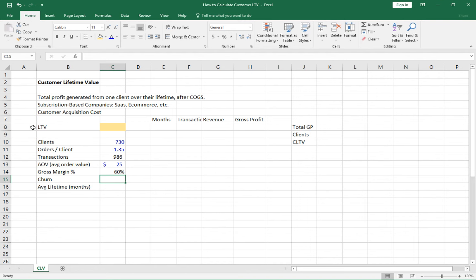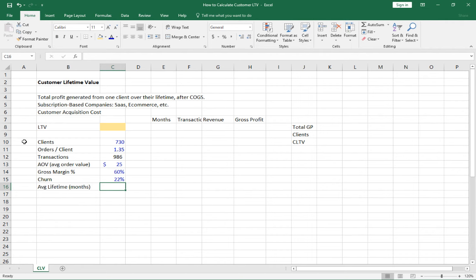Then churn. The churn rate is the percent of people that cancel every month. So let's say you have 100 people that sign up in month one, and then some percent of those people will cancel in month two. For our example, let's say it's 22%. So each month, 22% of the people from the previous month say, okay, I don't want this anymore.